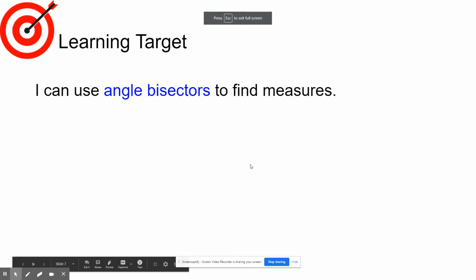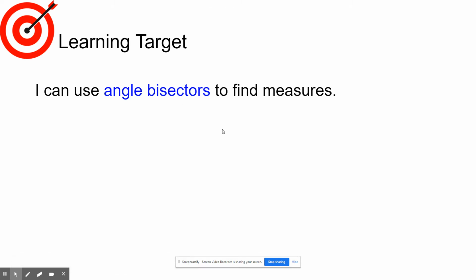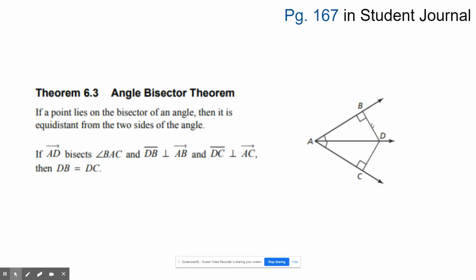Our next learning target, we're going to be using angle bisectors to find measures. So now we're thinking about angle bisectors. The angle bisector theorem is on page 167 in your student journal. I would turn there. We discovered in the exploration that if a point lies on the bisector of an angle, then it is equidistant, or an equal distance, from the two sides of the angle. So in this picture here, point D lies on this angle bisector, and therefore these two segments, my green and my blue segments, must be equal. They're congruent.